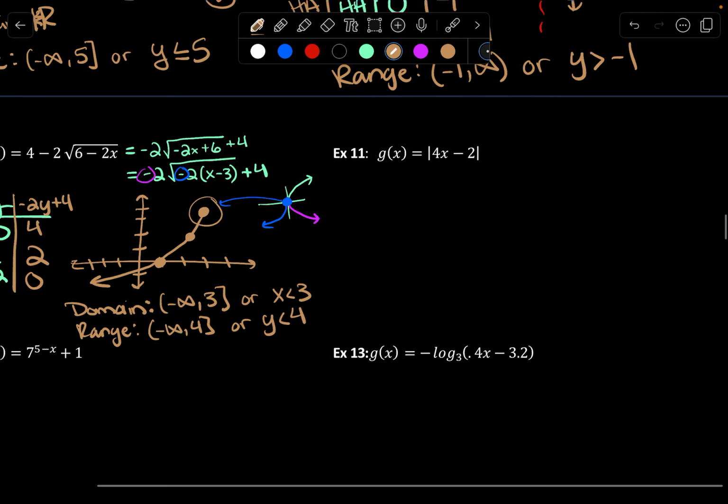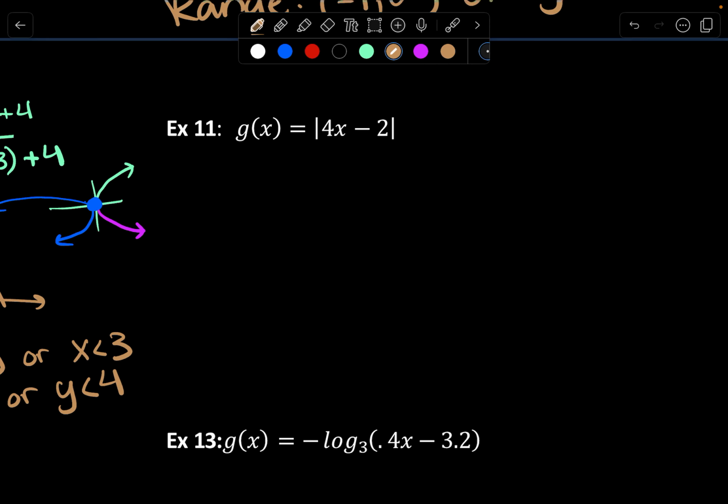Okay. Number 11 is going to be our absolute value function. So with this one, again, we want to isolate the x, so we're going to factor out the 4, and then we'll have x minus. We have 4 that we factored out, so we want to multiply the -2 with 1/4. So if we do -2 times 1/4, we get -1/2. So that means we're going to have x minus 1/2. All right, so we're good here.